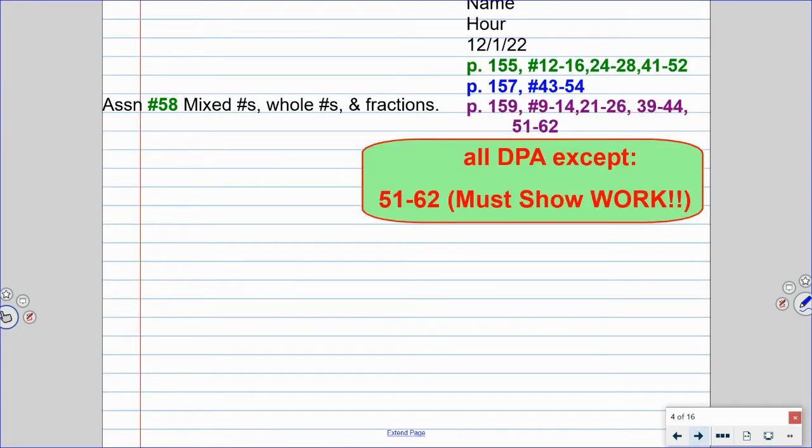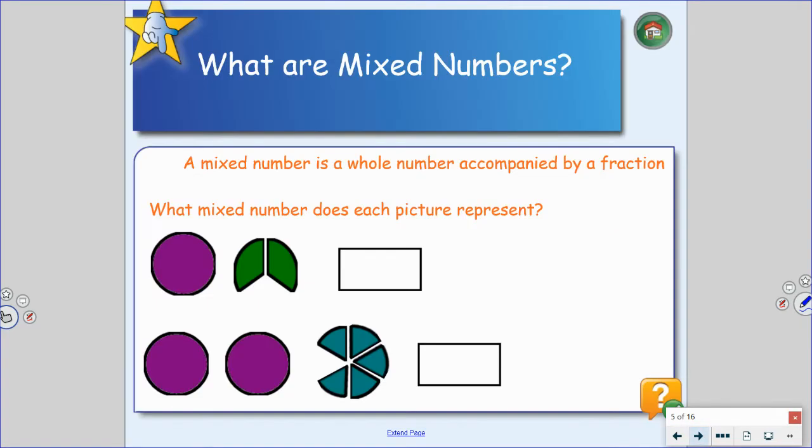Lots of assignment today, folks, but again, I'm not worried. I don't want you to worry. Whatever the date, whatever the assignment number, please go ahead and write the page and the numbers down and come on back when you are ready. So just to re-emphasize, pages 155, 157, 159, most of it, simply write the directions, the problem, and then go straight to your answer. Really, it is only 51 to 62 on the final page where you must show work. You'll see why when you get there.